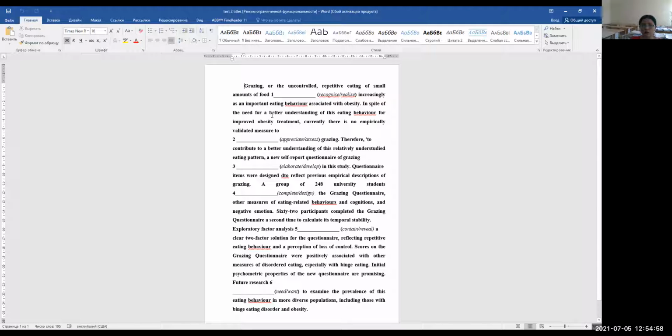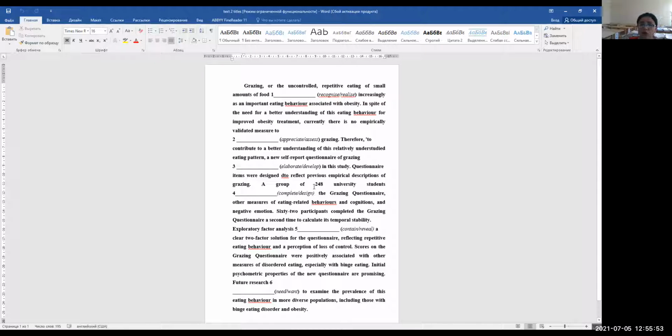Grazing, or the uncontrolled repetitive eating of small amounts of food, is being recognized increasingly as an important eating behavior associated with obesity. In spite of the need for a better understanding of this eating behavior for improved obesity treatment, currently there is no empirically validated measure to assess grazing. Therefore, to contribute to a better understanding of this relatively understudied eating pattern, a new self-report questionnaire of grazing was developed in this study. Questionnaire items were designed to reflect previous empirical descriptions of grazing.